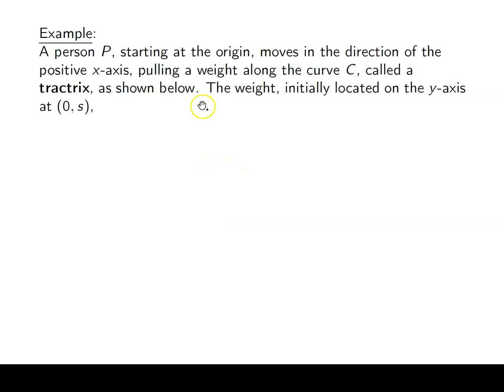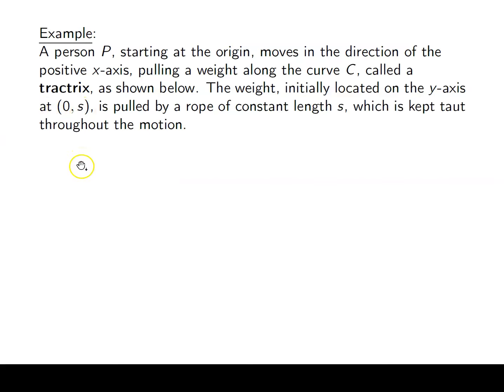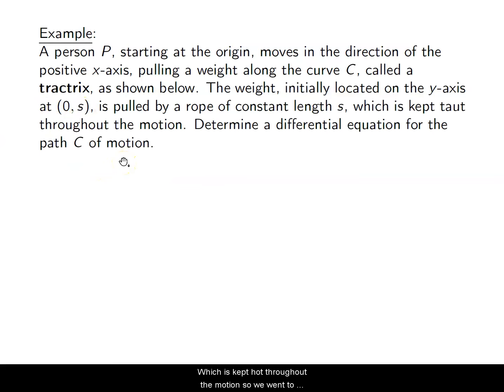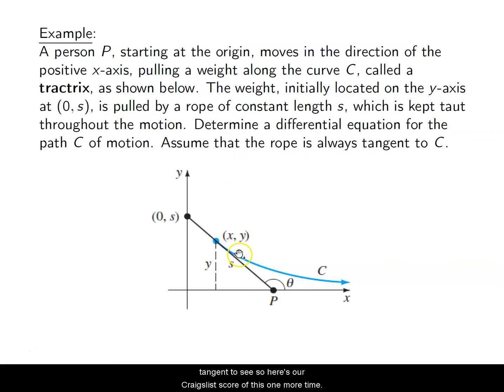So the weight initially located on the y-axis at 0s, okay, is going to be pulled by a rope that has a constant length of s, right, which is kept taut throughout the motion. So we want to determine a differential equation for the path C of the motion. We're going to assume that the rope is always tangent to C. So here's our curve. So let's go over this one more time as we look at this picture.